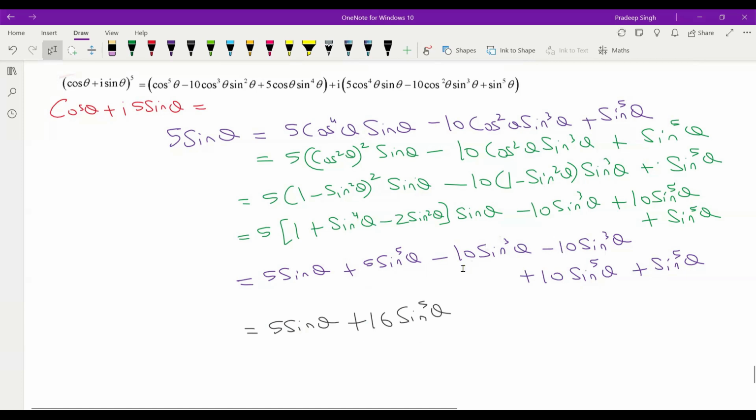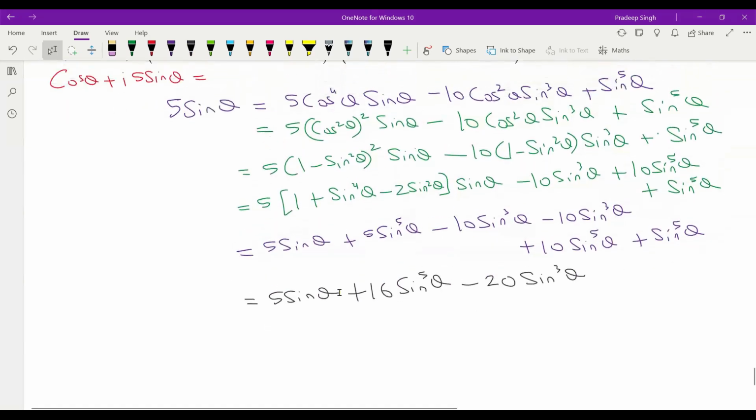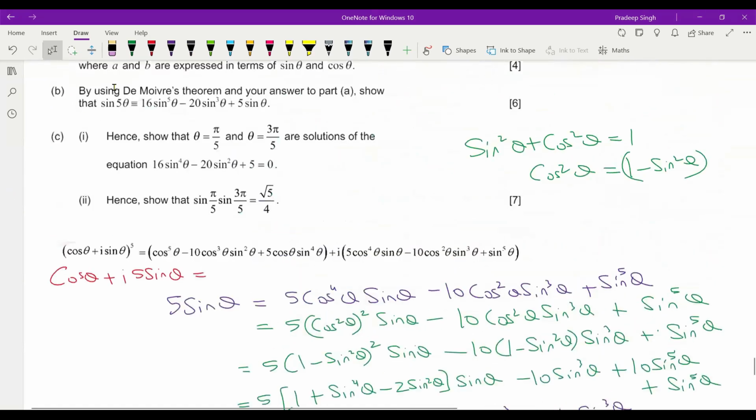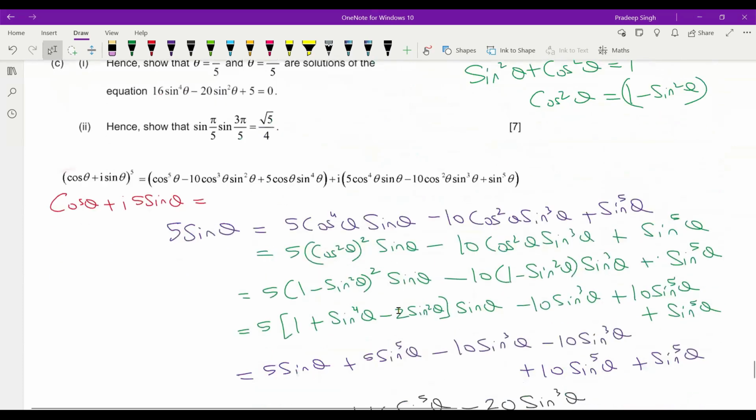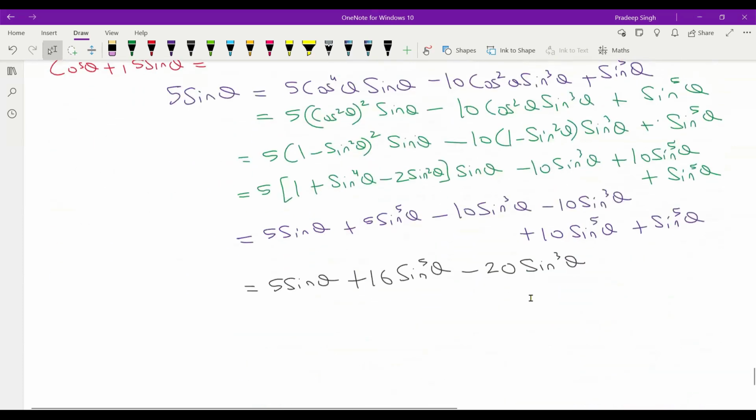The remaining two terms have a sin^3 theta in them. So minus 10 will become minus 20. So the last expression comes out as negative 20 sin^3 theta. And this is what we were supposed to prove. We had to find sin 5 theta all in terms of sine. So we have 16 sin^5 theta minus 20 sin^3 theta plus 5 sin theta, which we got here. And that's how we solve part B of this question.